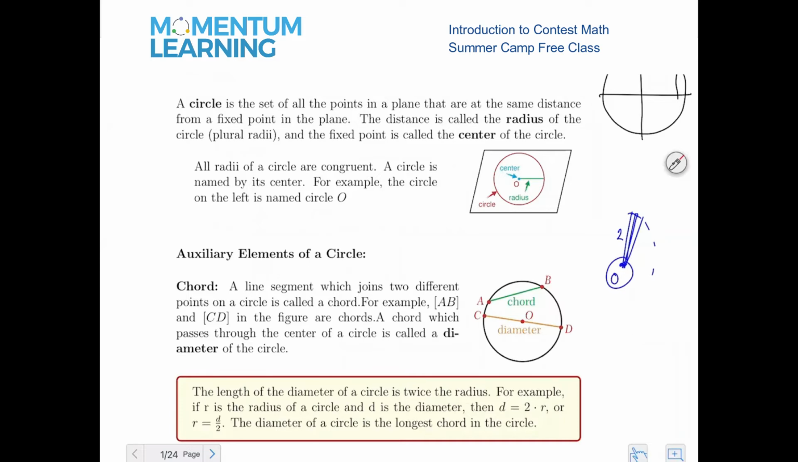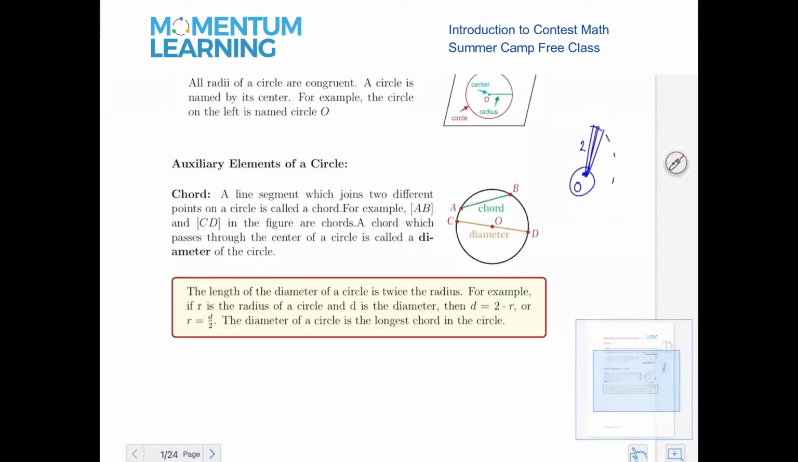On the circle, there are auxiliary elements. Again, the center and the radius are pretty obvious for most of us. But when we call the auxiliary elements, if I pick any 2 points on the circle and connect these 2 different points, we call that a chord. And the diameter is the longest chord because it passes through the center. The diameter is twice the radius.